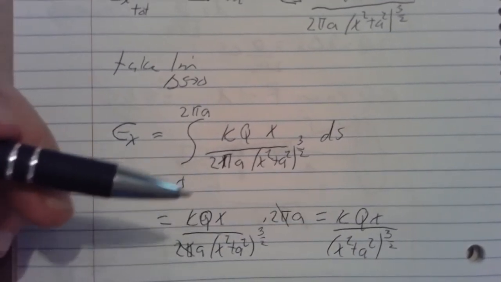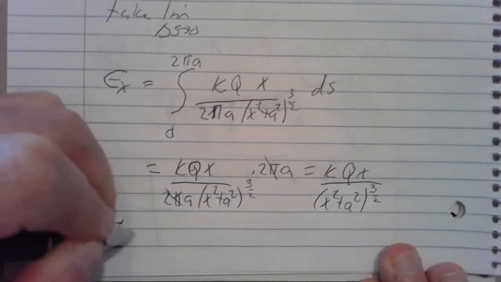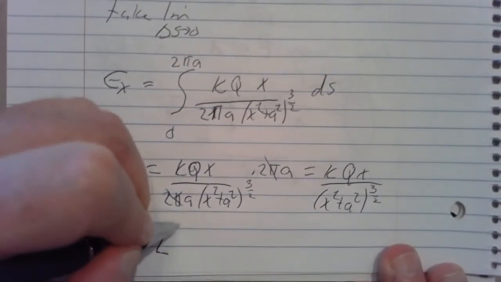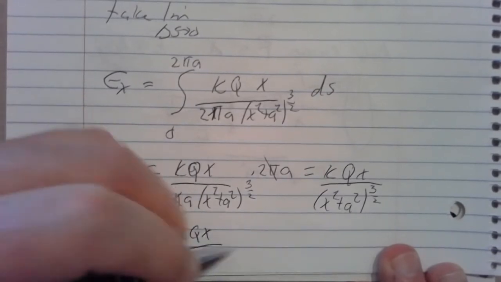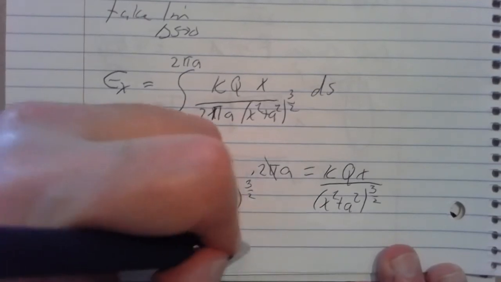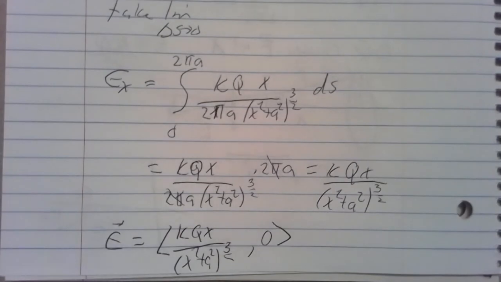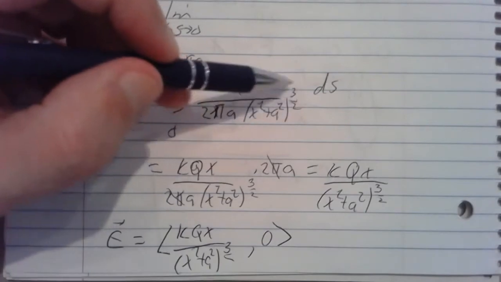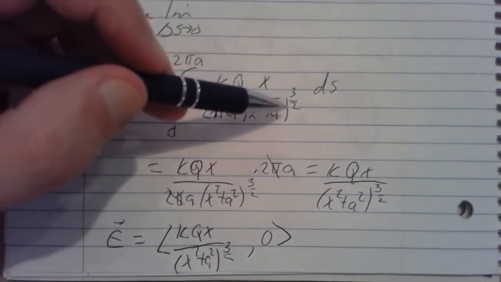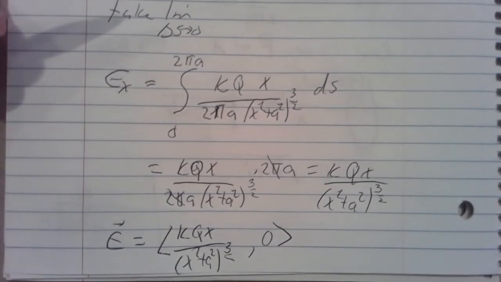That is the total electric field at all points in the x direction. So if we wanted to write it as a vector, we could say E as a vector equals kqx over (x squared plus a squared) to the 3/2, comma, 0, because all the y's going around the circle canceled out. Notice, by the way, that we ended up with this 3/2 power in the integrand. That's very common. That's going to happen on probably 80% of these kinds of problems.